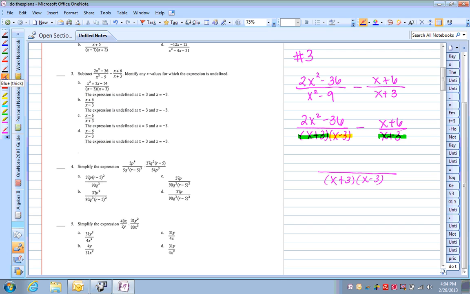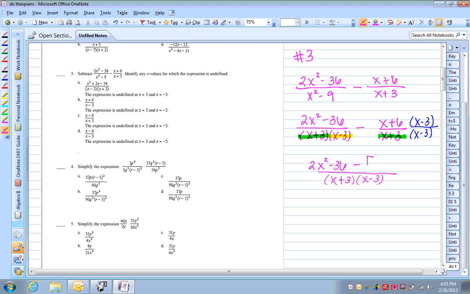Then I need to look at which side was missing what. Well, the second rational expression that I'm subtracting was missing an x minus 3 in the denominator. So I multiply the top and the bottom by x minus 3. So what am I left with? On the top, I'm left with 2x squared minus 36 minus x plus 6 times x minus 3.